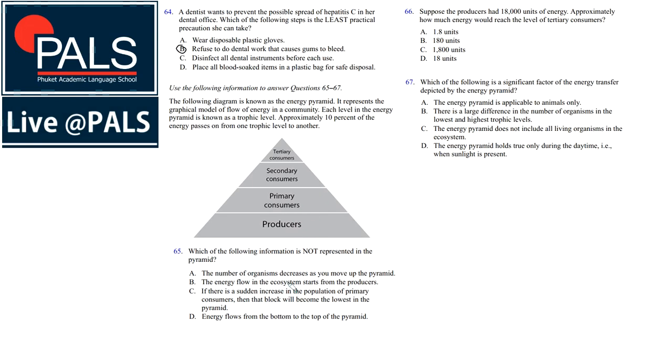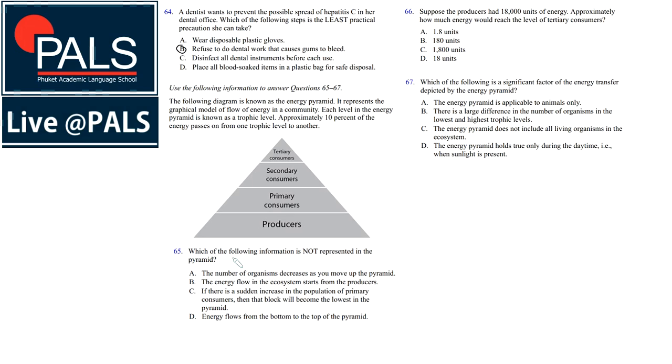The number of organisms decreases as you move up the pyramid. The energy flow in the ecosystem starts from the producers. Now, this is definitely shown since the producers have the most energy, therefore it starts down here. If there is a sudden increase in the population of primary consumers, then that block will become the lowest in the pyramid. Energy flows from the bottom to the top of the pyramid. So which of the following information is not represented in the pyramid?